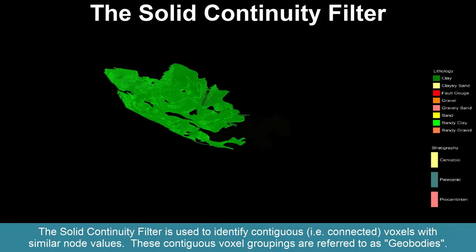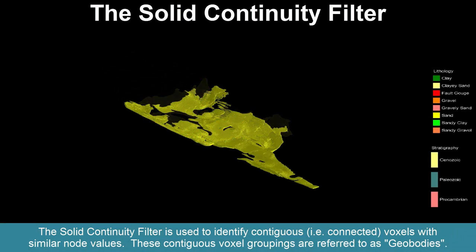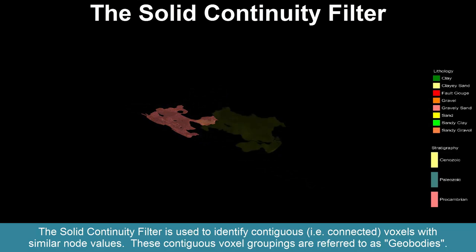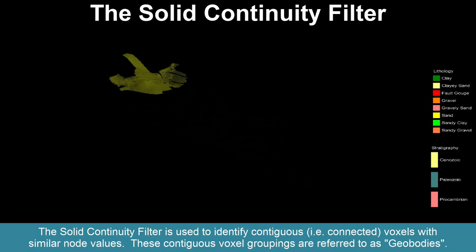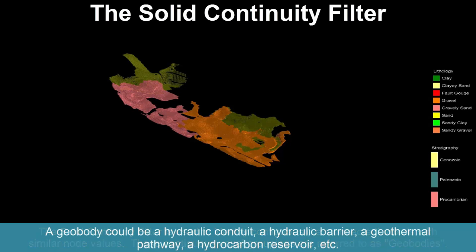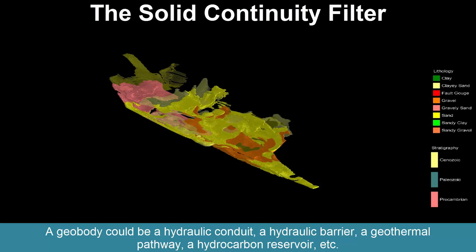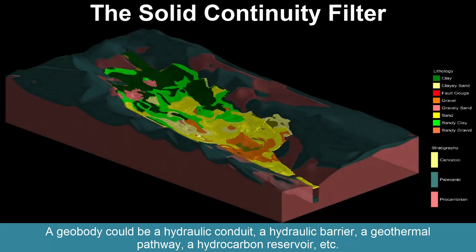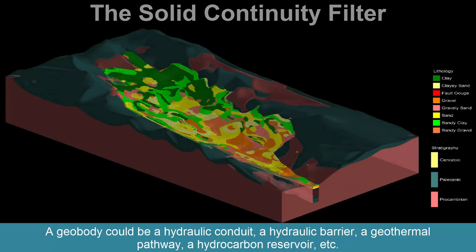The solid continuity filter is used to identify contiguous or connected voxels with similar node values. These contiguous voxel groupings are referred to as geobodies. A geobody could be a hydraulic conduit, a hydraulic barrier, a geothermal pathway, a hydrocarbon reservoir, and so on.